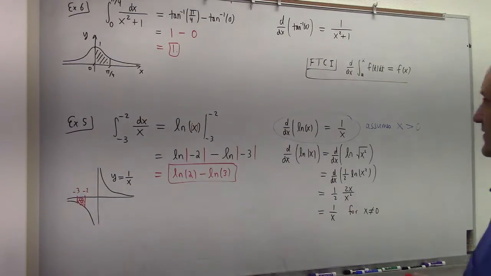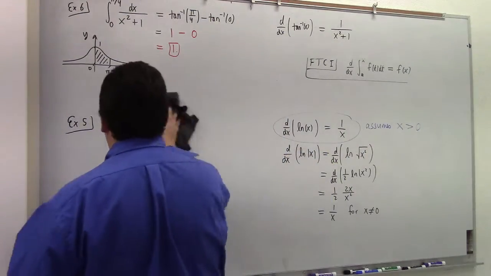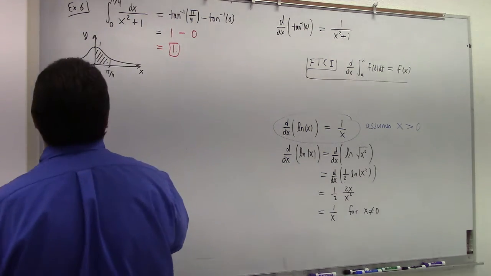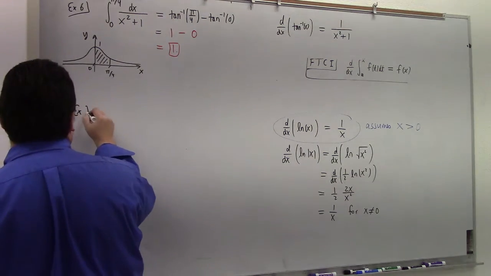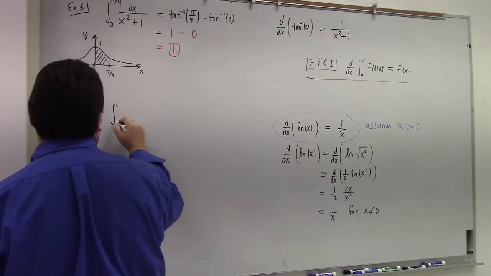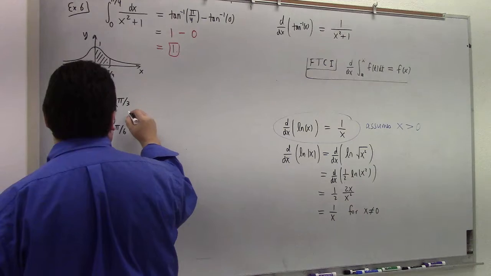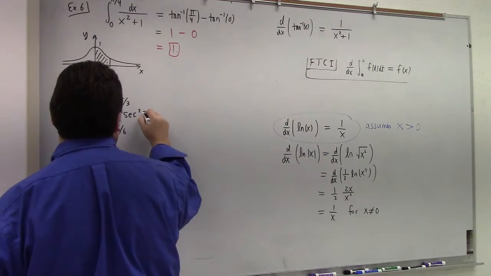Let's see, what else can we do? How about the integral from pi over 6 to pi over 3 of secant squared theta d theta?